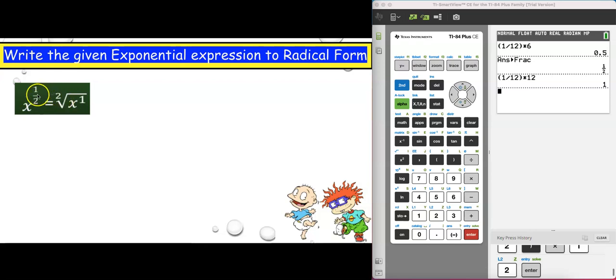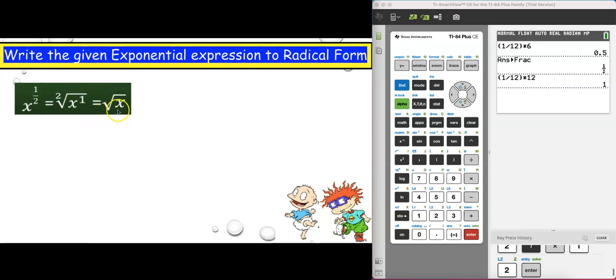Then this x goes under the radical, and that x is raised to the power of 1, which is the same thing as saying the square root of x. This is the square root of x, or the 2nd root of x, but typically we just say the square root of x.